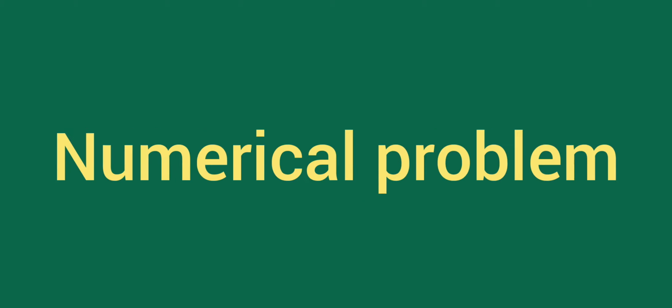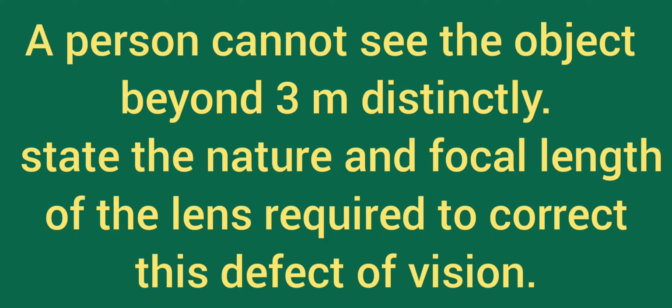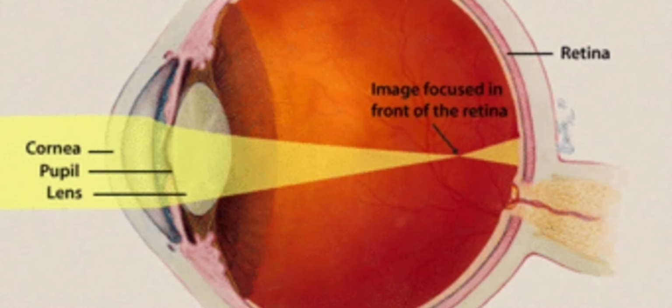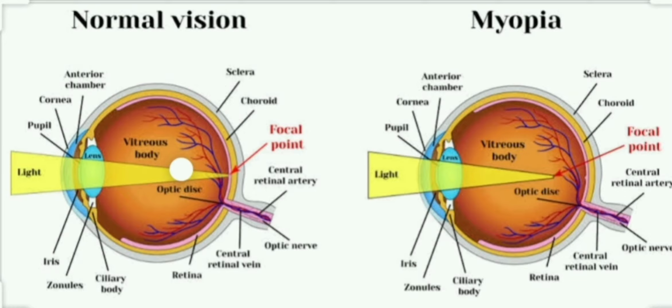So for better understanding, I have taken one example and the question is: a person cannot see the object beyond 3 meters distinctly. State the nature and the focal length of the lens required to correct this defect of vision. Means as per the condition given in the question, we can say the person can see the images up to 3 meters only, and beyond 3 meters that person cannot see the images. Now let's discuss the solution of the given question in today's class.